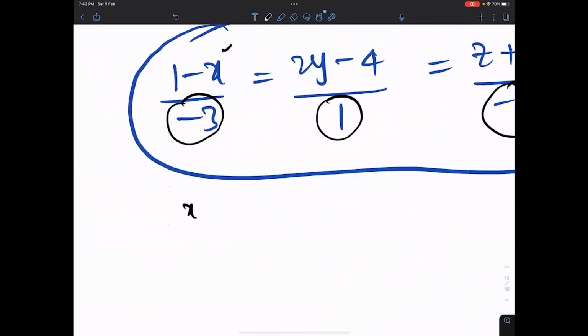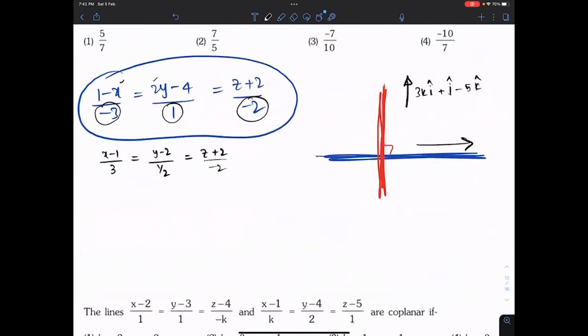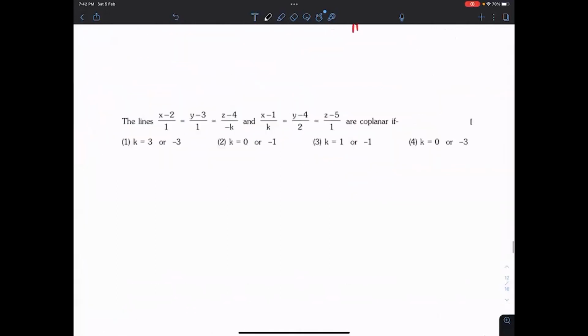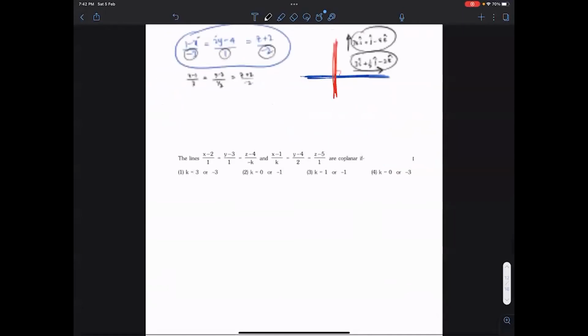X minus 1 by 3, the minus goes to the denominator. Here I should take 2 common: y minus 2 by 1 by 2, the 2 goes to the denominator. Here it is okay. Now you should write the direction of the second line: 3 i cap plus 1 by 2 times j cap minus 2 times k cap. That's all. Now the dot product of these two must be 0. So direction, how to identify, we have seen: the bottom components.